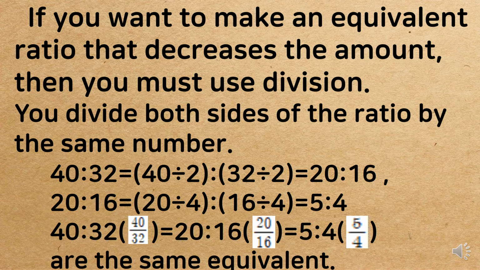If we want to make an equivalent ratio that decreases the amount, then you must use division. You divide both sides of the ratio by the same number. 40 to 32 divided by 2 becomes 20 to 16. Divide again by 4, then it becomes 5 to 4. So 40 to 32, 20 to 16, and 5 to 4 are all equivalent.